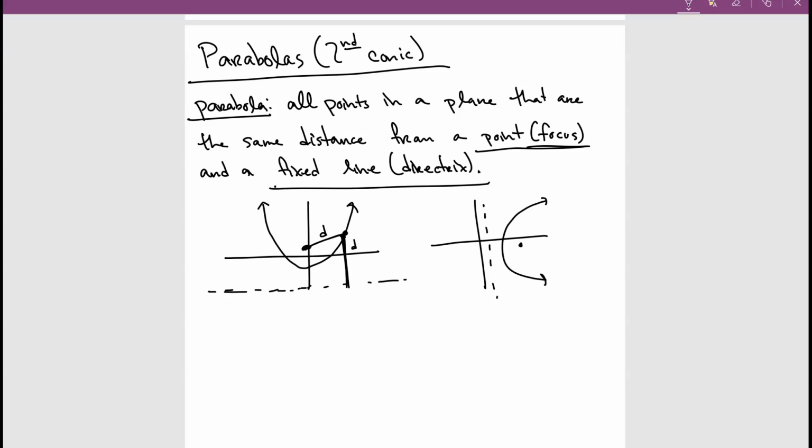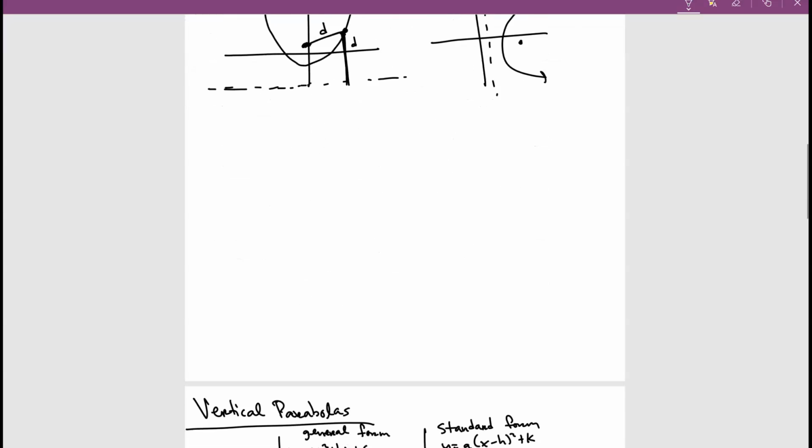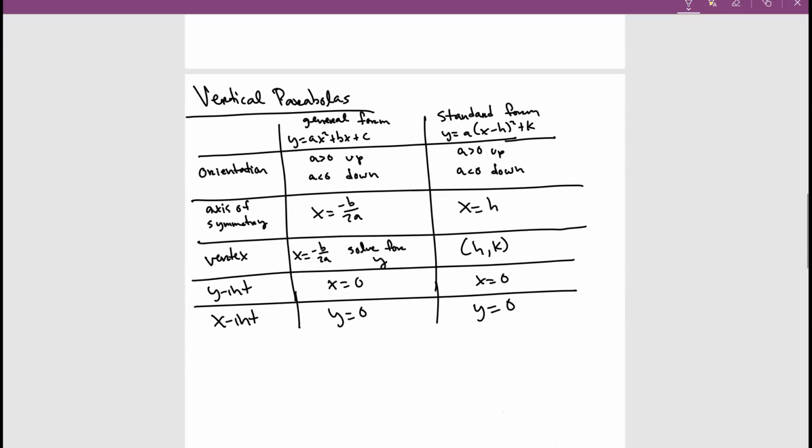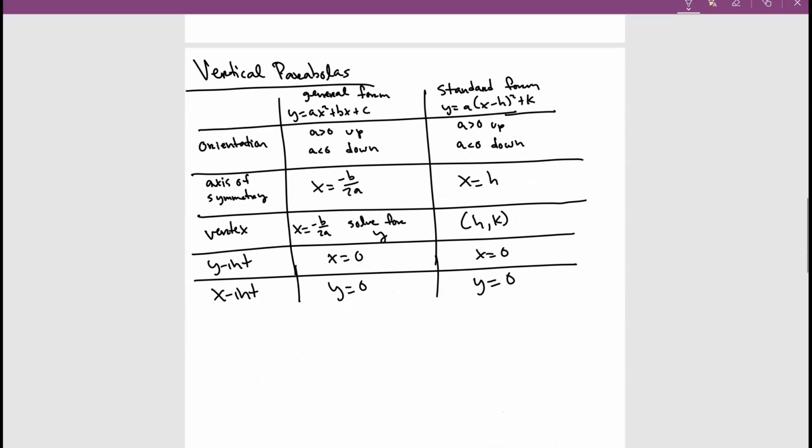Now, we're not going to focus a lot on the focus and the directrix. We're going to focus more on what's going on with the parabolas. Now, what I want you to take a look at, and maybe pause the video, is take a picture or write this down for vertical parabolas. So take a moment to just pause it, and I'm going to explain what all of this means.